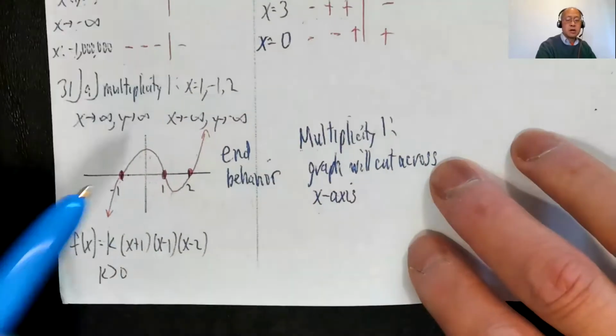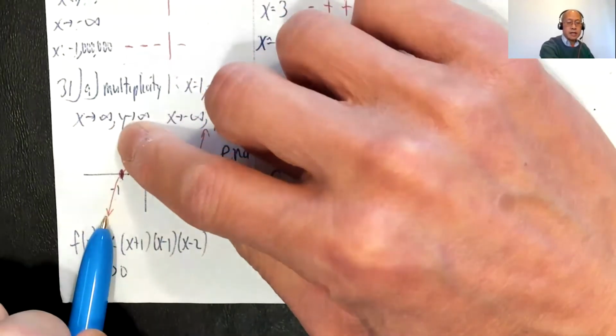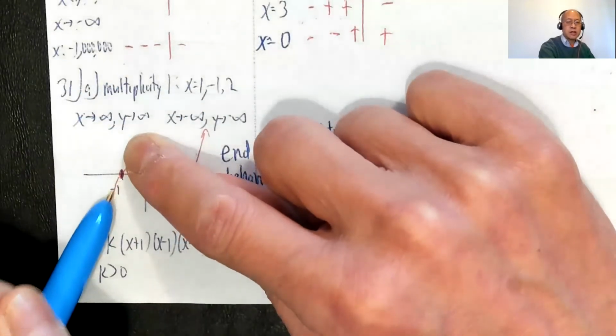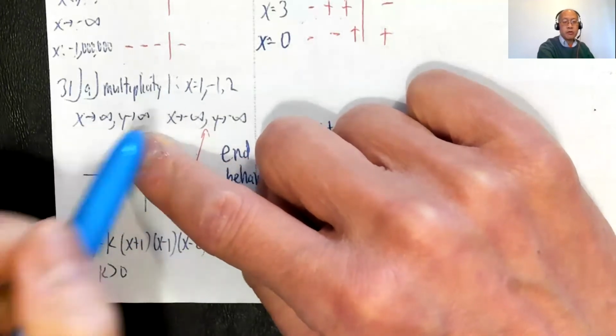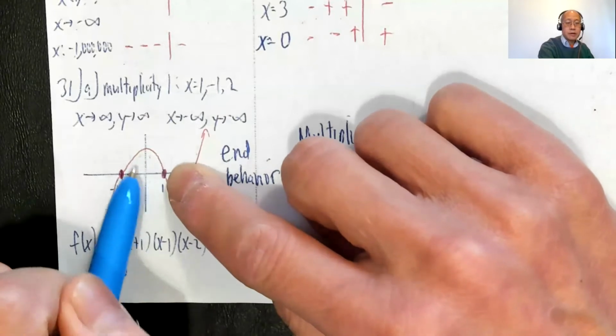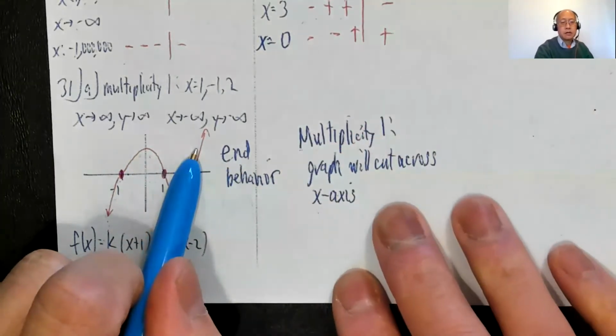Whoops. So it goes like so, and it goes like this. Okay, when x goes to infinity, y goes to infinity. When x goes to negative infinity, y goes to negative infinity. It says multiplicity 1, so it cuts across. So this is down, this is up. This is up above the x-axis, this is below the x-axis.